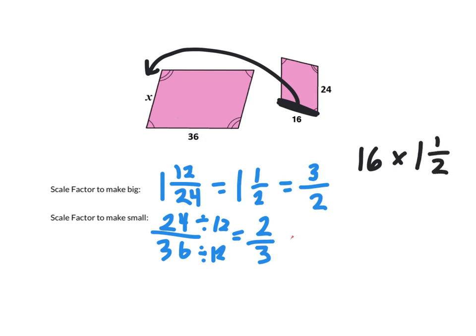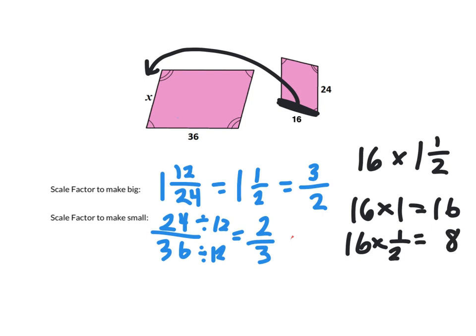To make this problem easier, I'm going to do 16 times 1 and 16 times 1/2. Half of 16 is 8. I bring those two pieces together and add them up, and I get 24. So x is equal to 24.